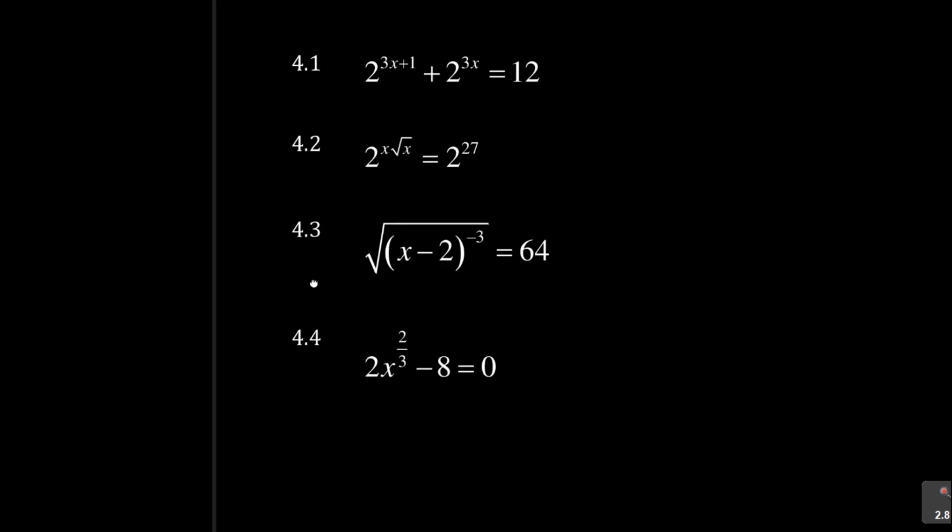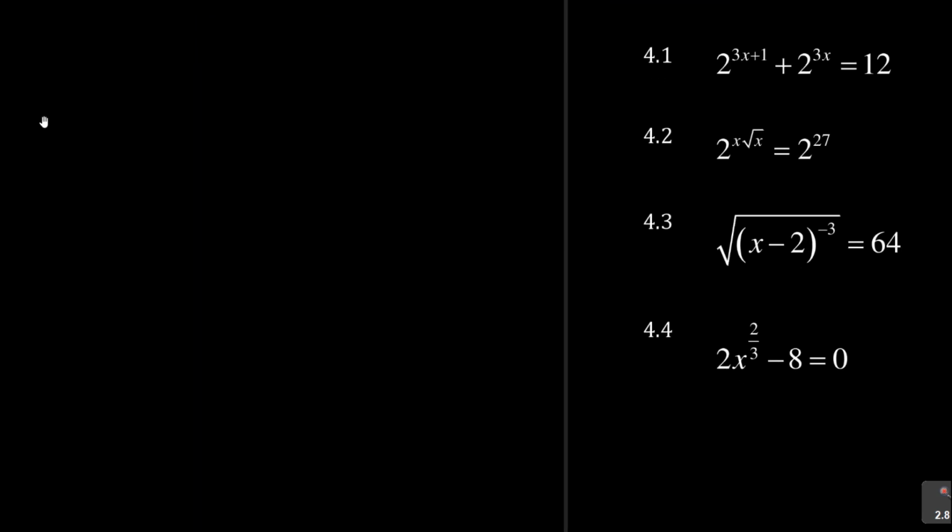4.2. How many marks? 4 marks also. You are given that 2x square root of x is equal to 2 to the power of 27. You're supposed to solve for x.